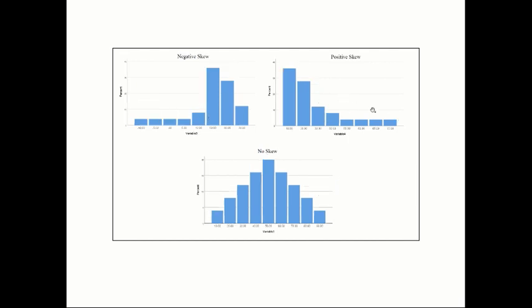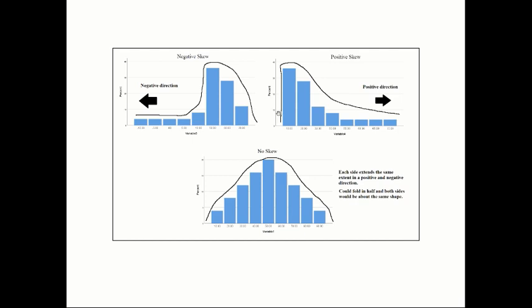Here's an example of a bar graph with a positive skew, as the right side of the graph extends further than the left side of the graph. Here is a line I drew on top of it. As you can see, the right side is extending much further than the left side. It is extending into a positive direction, hence a positive skew.